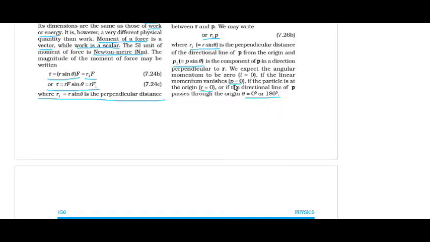First case is if the linear momentum is 0. Second case is if the object is not moving, it is at the origin only, that is r is equal to 0. And if the angle theta is equal to 0 or 180 degrees. In all three cases, angular momentum will be equal to 0.